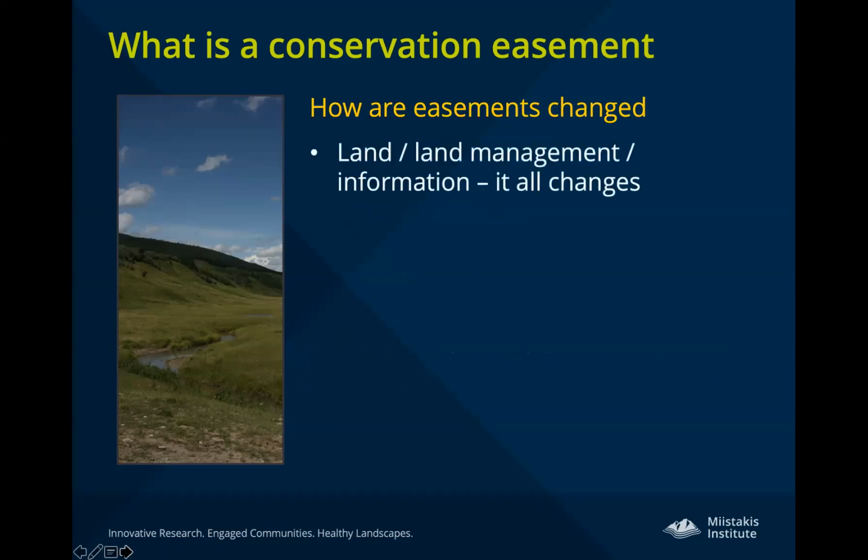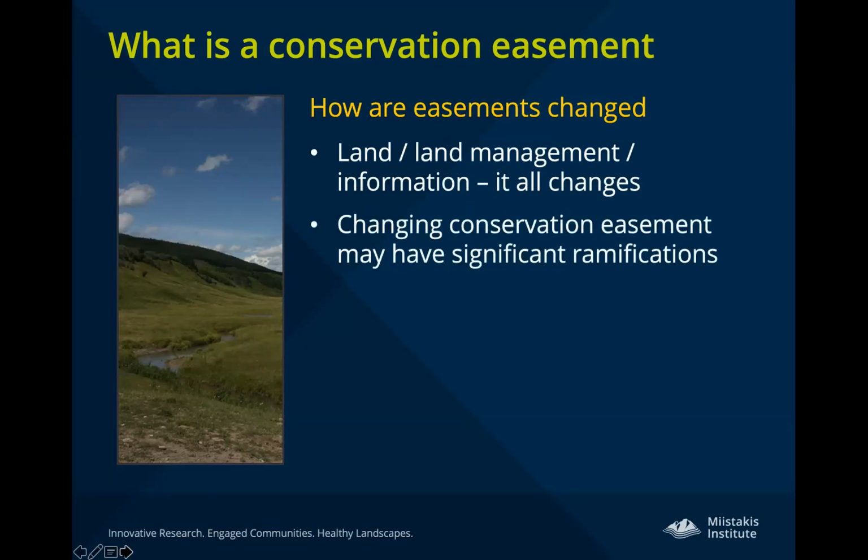So it's important to understand that a parcel of land, management practices, and just the available information around it, all of that changes. This is not a static situation. These are constantly changing circumstances, constantly changing properties. Changing conservation easements may have significant ramifications. So balancing these 2 points and making sure that you have the flexibility, but still the stringency that allows the conservation easement to continue to do what it's supposed to do is the key mechanism or the key mentality around any sort of changes that happen.